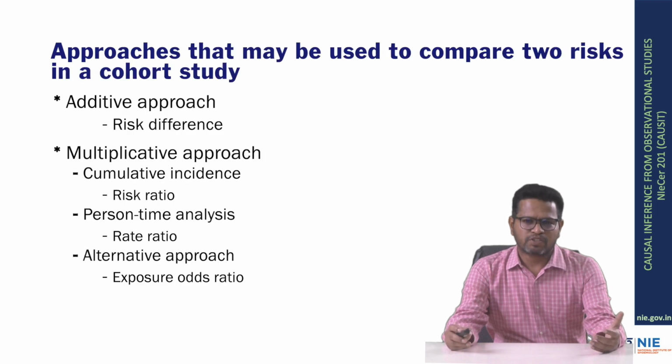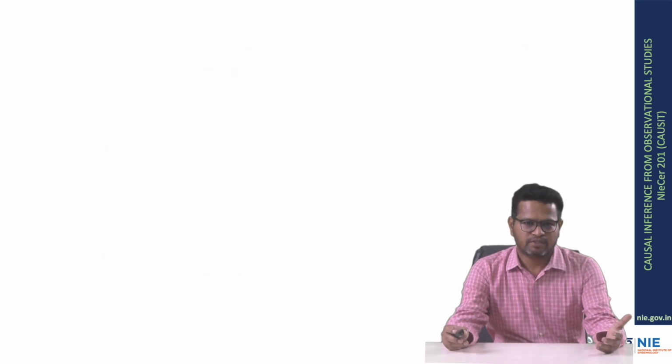There are different approaches to compare risk in a cohort study. First, the additive approach, that is called risk difference, is also referred to as absolute measures. The second is the multiplicative approach, that is risk ratio, rate ratio, or an exposure odds ratio. They are also referred to as relative measures.